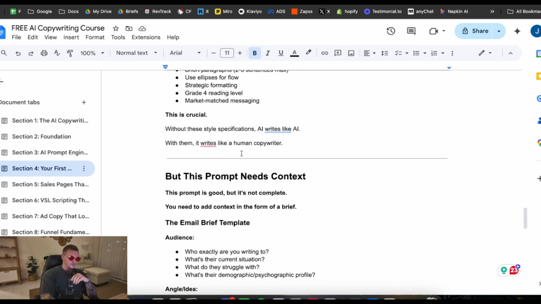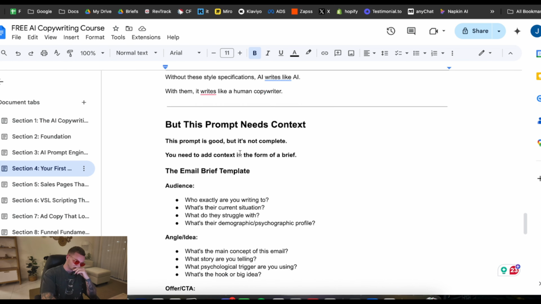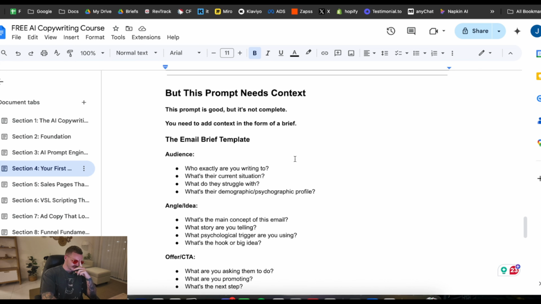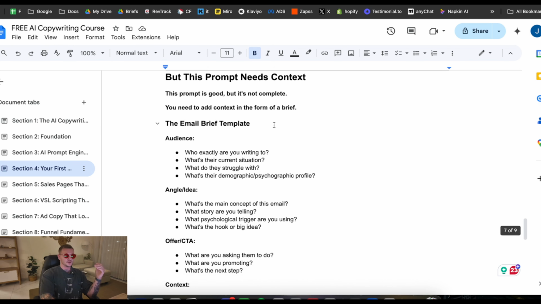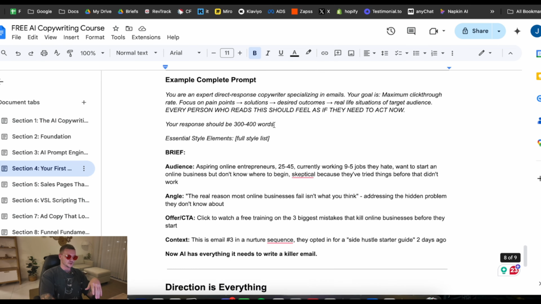So without these style specifications, AI is going to write like AI. That's how you'd get it to write like this. Loads of people just write in a crazy prompt and then they're like, oh, it just sounds like AI. It's because you've not given it style guidelines. So this prompt needs more context, and that's why we give it the brief. So yeah.